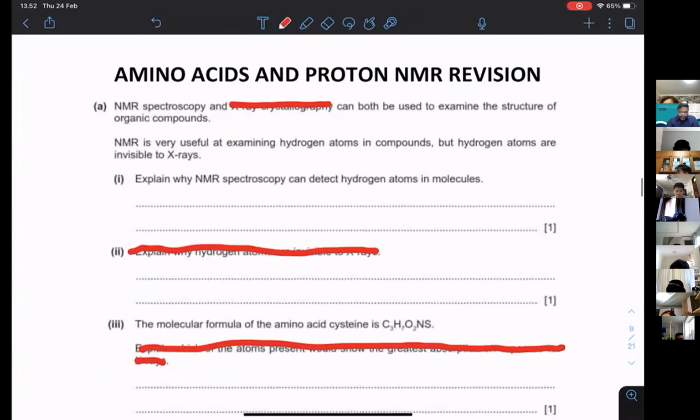NMR spectroscopy can be used for examining the structure of organic compounds. They are very useful to examine hydrogen atoms. So they are telling that maybe we use the proton NMR. Explain why NMR spectroscopy can detect hydrogen atoms in molecules.